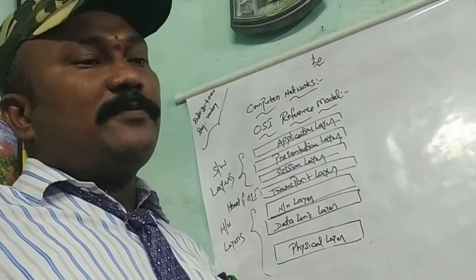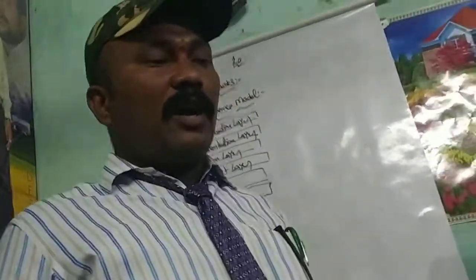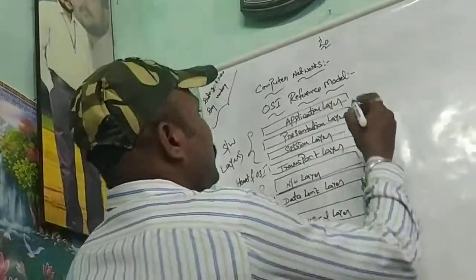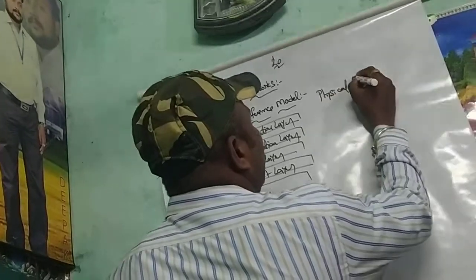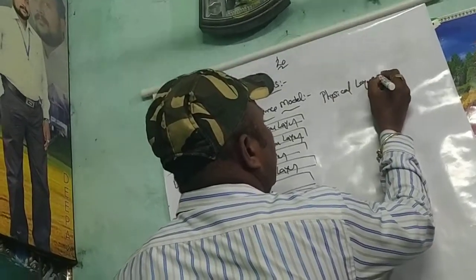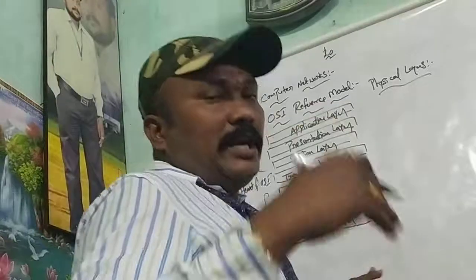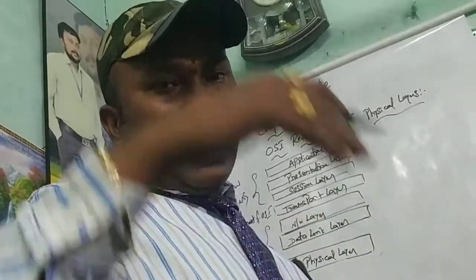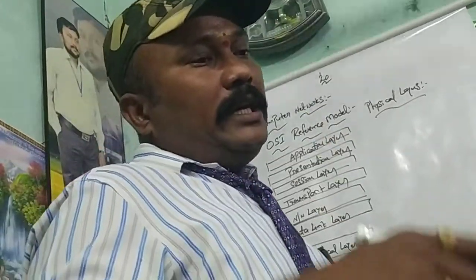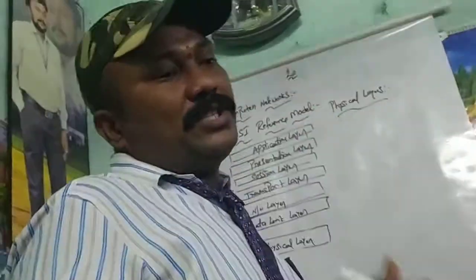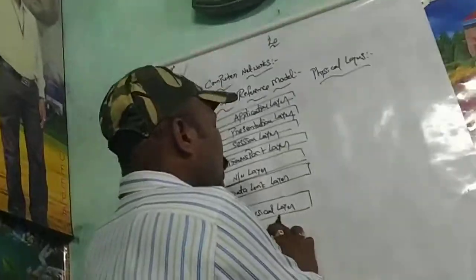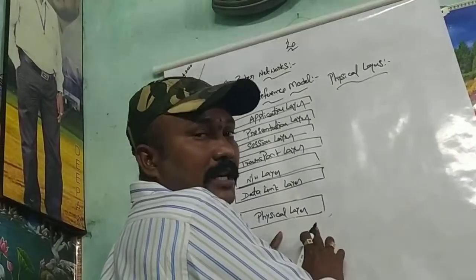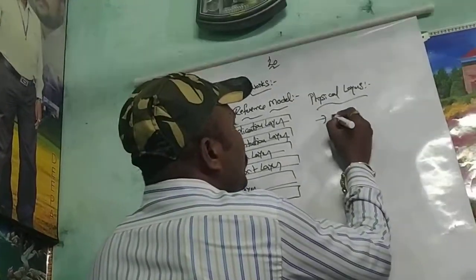Next, first I will explain about the physical layer. It contains information in the form of bits. This first one is the physical layer. It is the lowest layer in the OSI reference model. Here it contains information in the form of bits, that means zeros and ones. The first point is that it is the lowest layer.